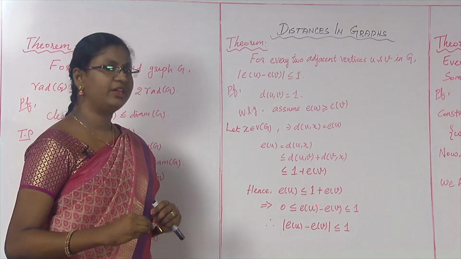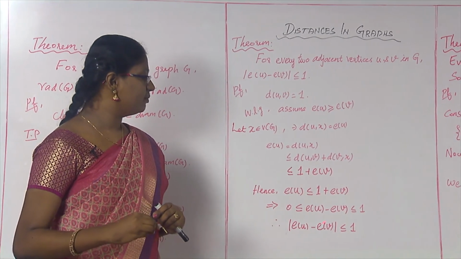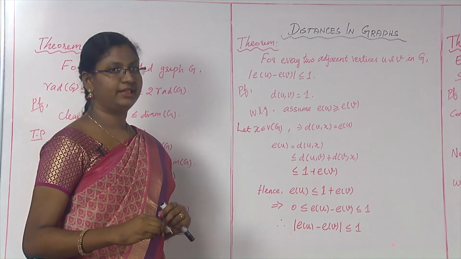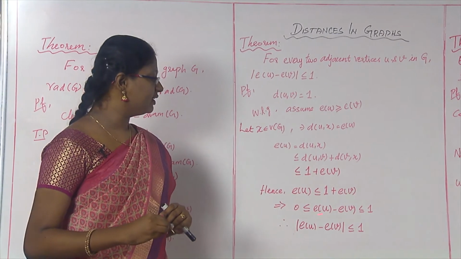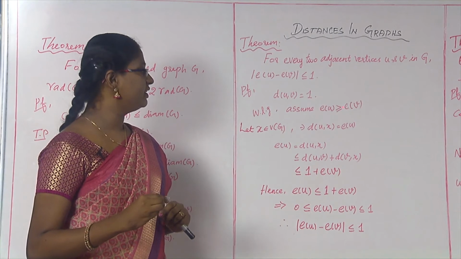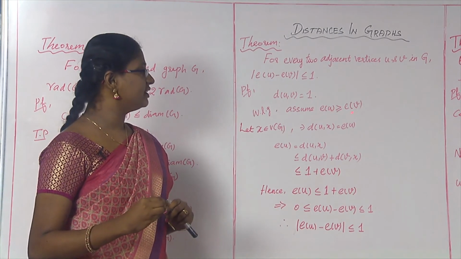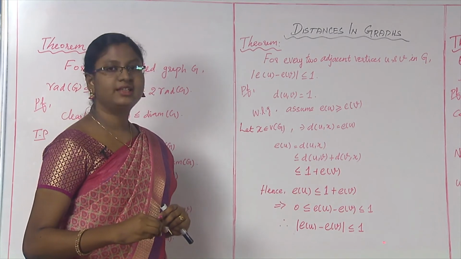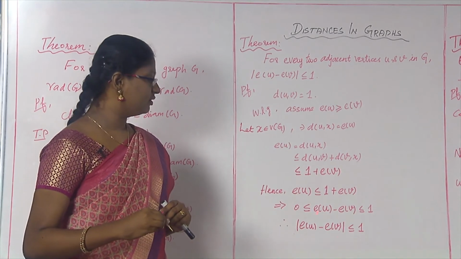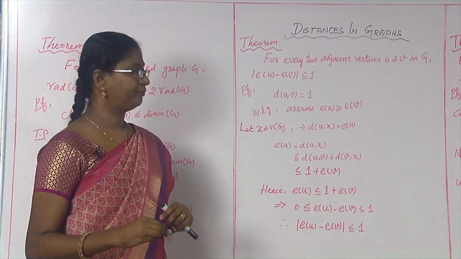Obviously, 0 is less than or equal to E of u minus E of v, that is less than or equal to 1. So, if you consider the modulus, that is also less than or equal to 1 here. So, why am I considering modulus here? Suppose this inequality does not hold, that is if E of u is less than E of v, then I will be getting a minus sign, right. So, in order to avoid that, together I can write modulus of E of u minus E of v less than or equal to 1.